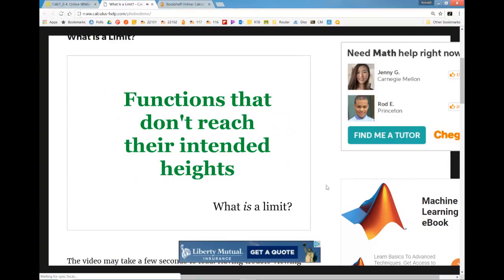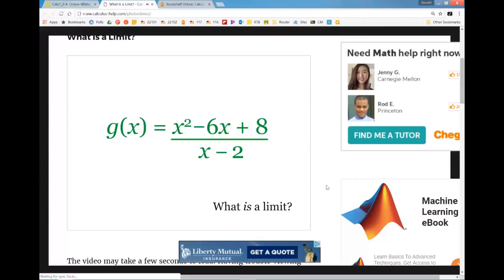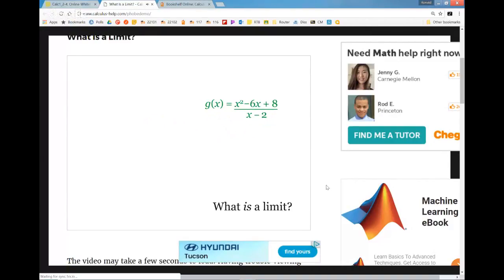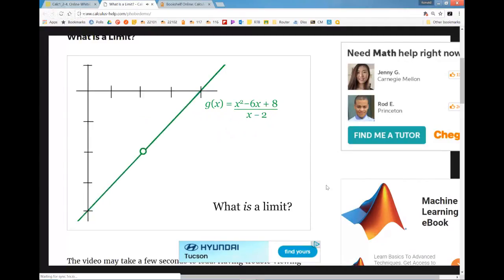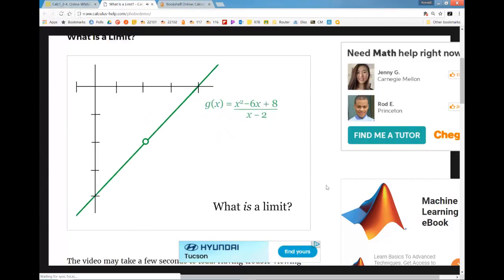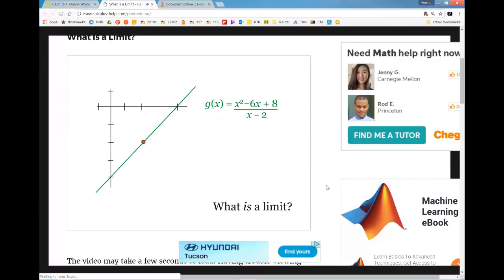But that changes when we examine functions that do not reach the heights they intend. Take, for example, this function: g of x equals the fraction x squared minus 6x plus 8 divided by the quantity x minus 2. Here's what the graph looks like. It looks like a plain old line. Or does it? If we zoom in, you'll see that it has a hole in it at the coordinates (2, -2).